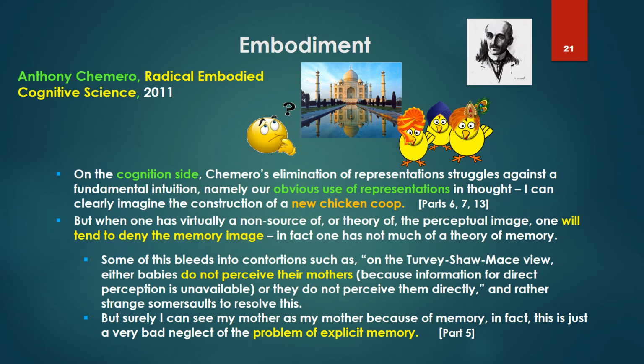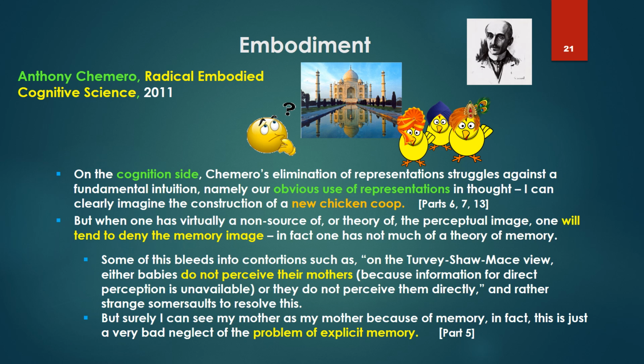That is to say, I can see that one's mother, being there as your mother, is not clearly simply available from direct perception, as a specification process, or they do not perceive them directly. And some rather strange somersaults to resolve this. But to me, I surely can see my mother as my mother because of memory.